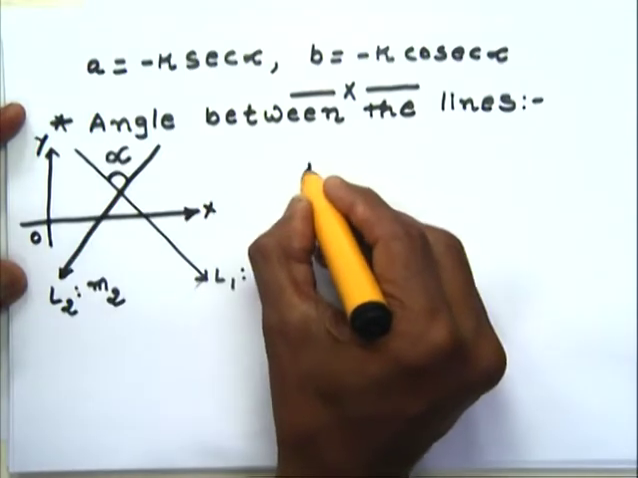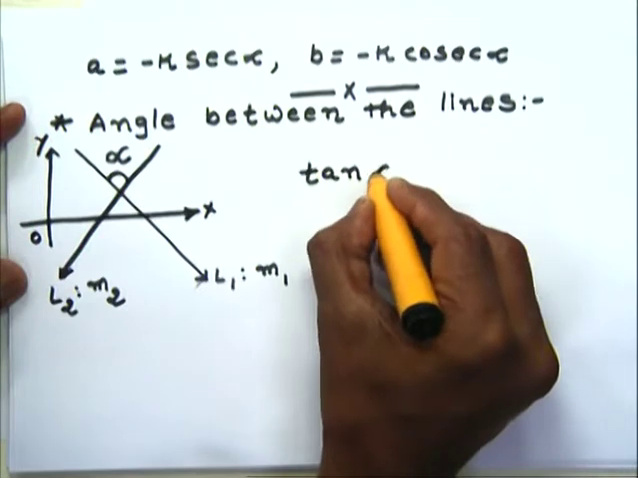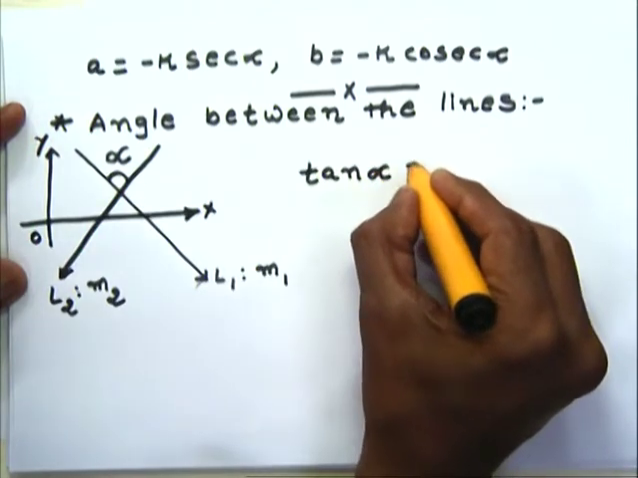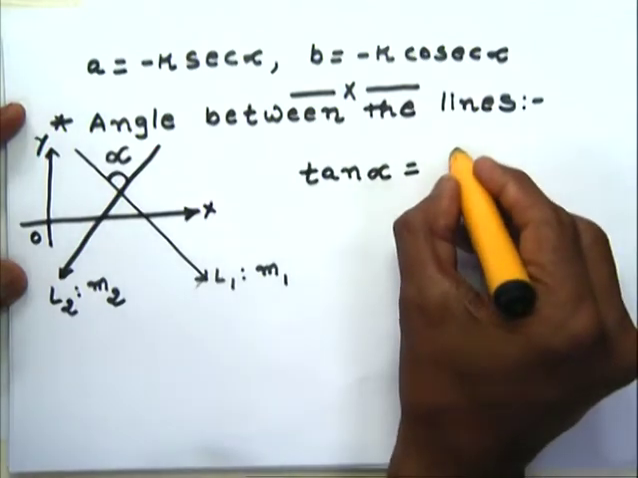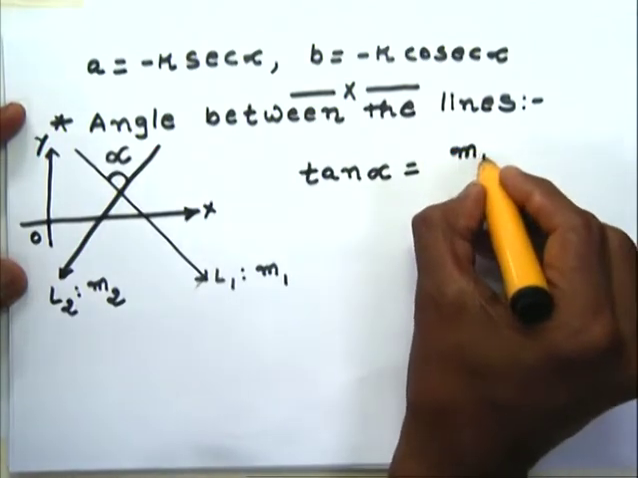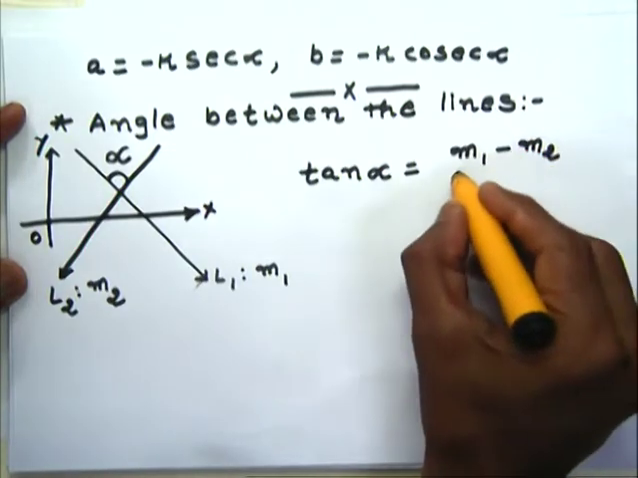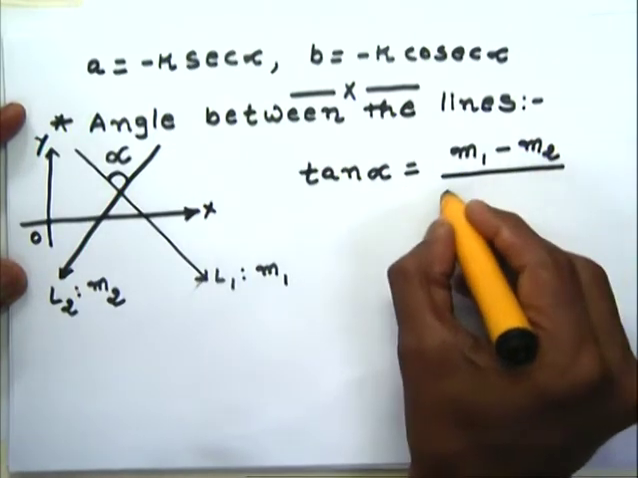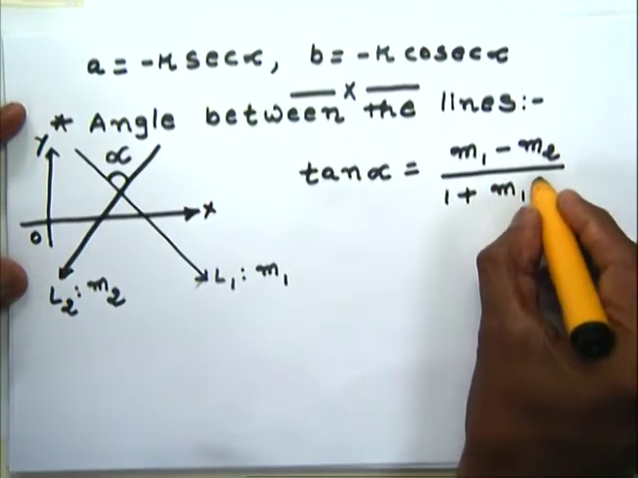To calculate alpha, the formula for the same is tan alpha is equal to m1 minus m2 upon 1 plus m1 into m2.